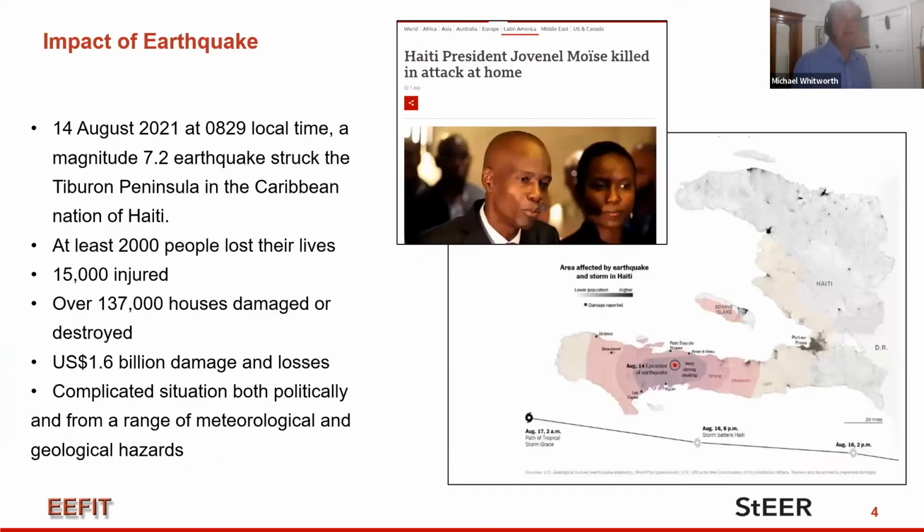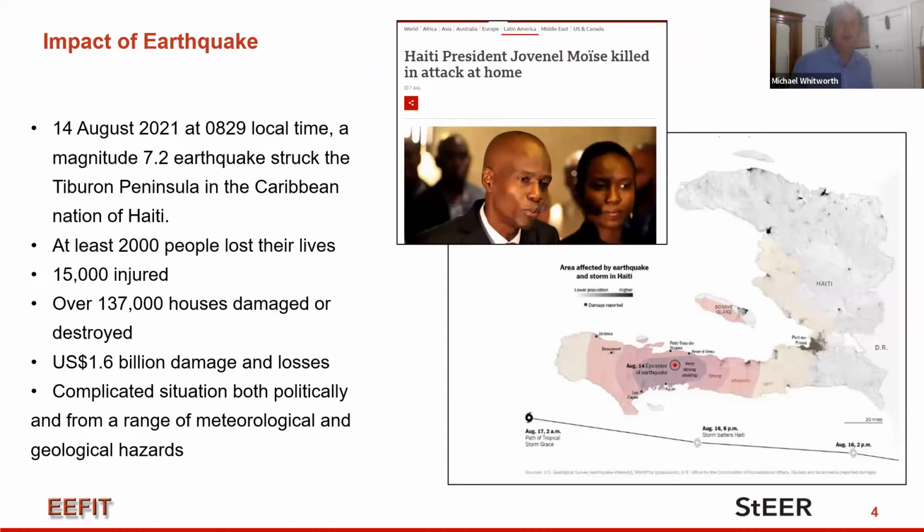So just looking at the impact as a little bit of an introduction. The earthquake happened on the 14th of August at 08:29 local time. It was a magnitude 7.2 earthquake, and it struck just off the Tiburon Peninsula in Haiti. At least 2,000 people lost their lives, with over 15,000 injured, and over 130,000 homes were damaged or destroyed, with a significant number of people being displaced. An estimated $1.6 billion worth of damages and losses were estimated, based on the post-disaster needs assessment.